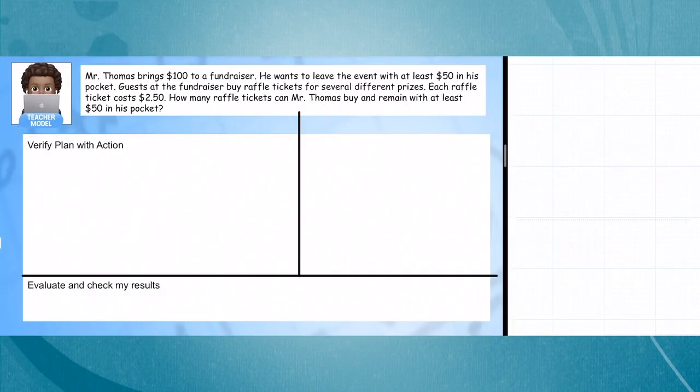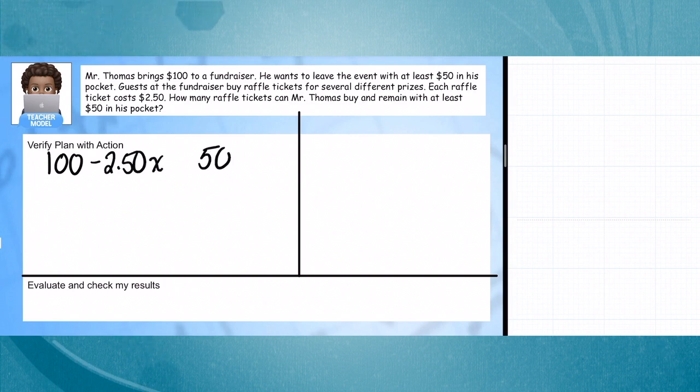All right, let's translate our thinking and our plan into an actual inequality. So we know he's spending $100 minus $2.50 X. And we know that what he spends, he wants to make sure that out of all the money he has in his pocket, minus what he spends, it still has to be more than or equal to 50. So that's what we're looking for right here.